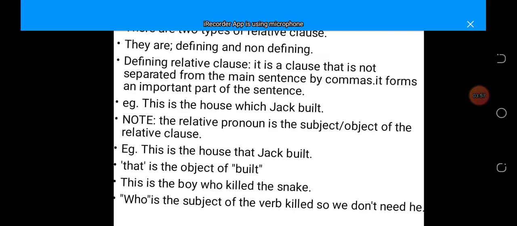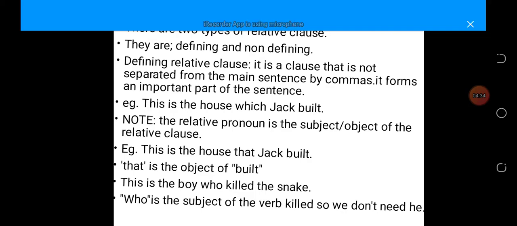The kinds or types of relative clause we have. We have the defining and non-defining relative clause. When we say a defining relative clause, we say that it is a clause that is not separated from the main sentence by commas. It forms an important part of the sentence.